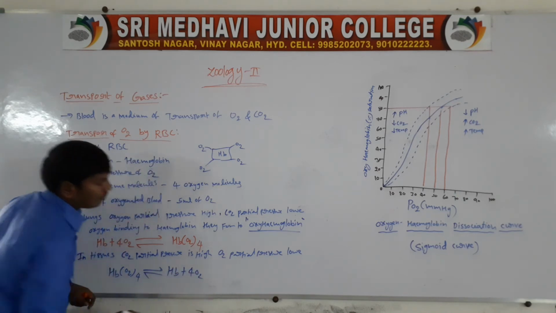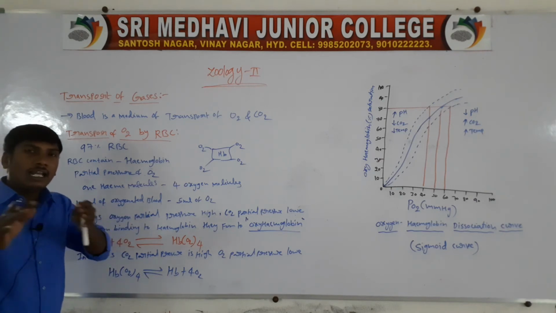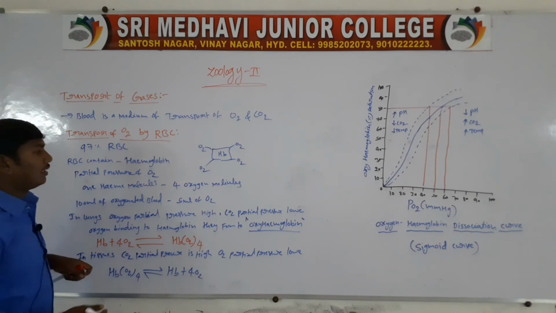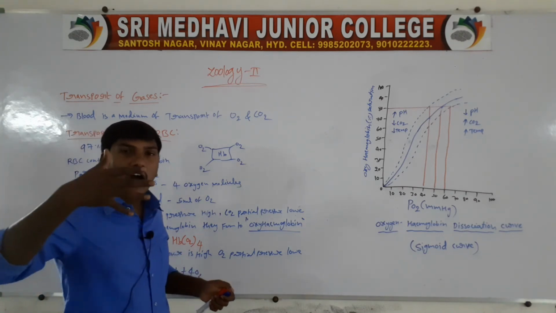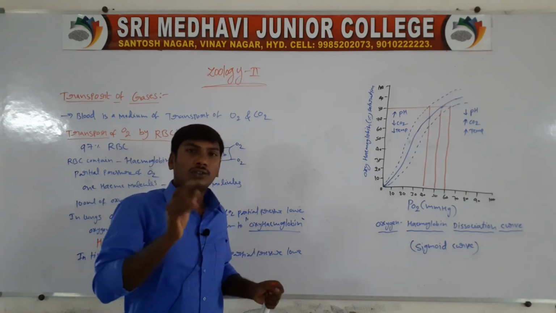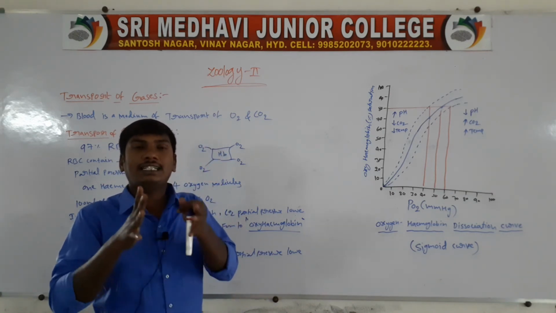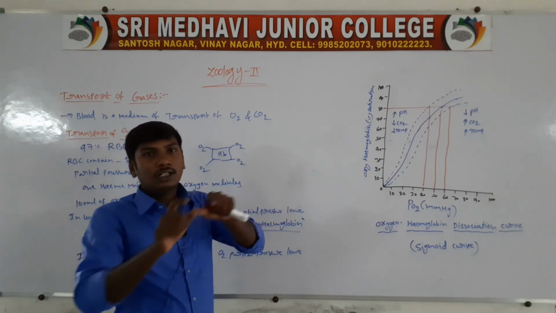So, that is the dissociation. The oxygen and hemoglobin, these two dissociate. So, this is the transport of the oxygen. In the lungs, the oxygen partial pressure is high, so the hemoglobin binds to the oxygen, forming oxyhemoglobin. This oxyhemoglobin is transported from the lungs to the tissues.